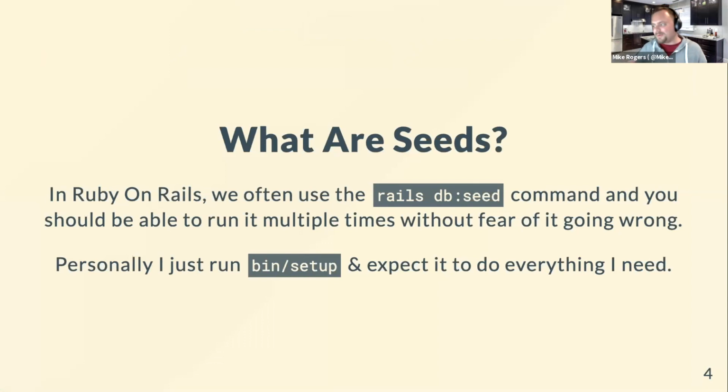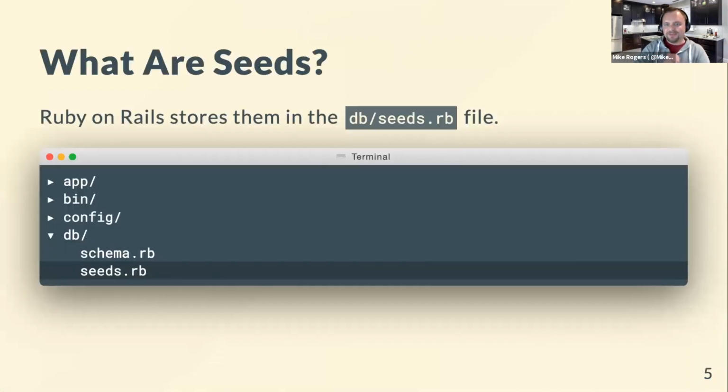It has this wonderful command called rails db:seed, and I didn't really know about seeds until I came to Rails and ran that, and it ran a file, and nothing really happened. Now, I always go to bin/setup, and that sets up your entire app, and that's great. In Rails, we normally keep them in db/seeds. There's just a little file there.